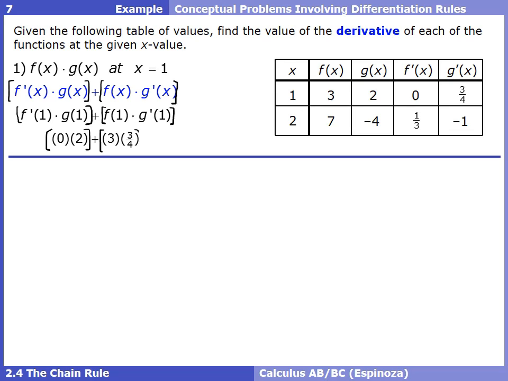And again, we're going to multiply those two and add the two numbers together. Of course, 0 times 2 is 0. 3 times 3/4 is 9/4. So a little bit more difficult, but in some sense a little bit easier because we're not dealing with real functions. We're just dealing with the concept of how we apply derivative rules.